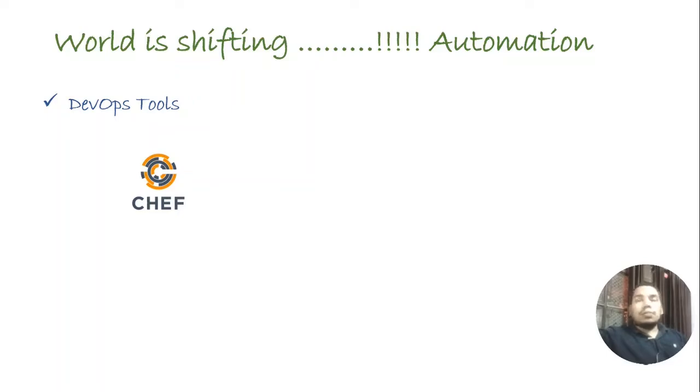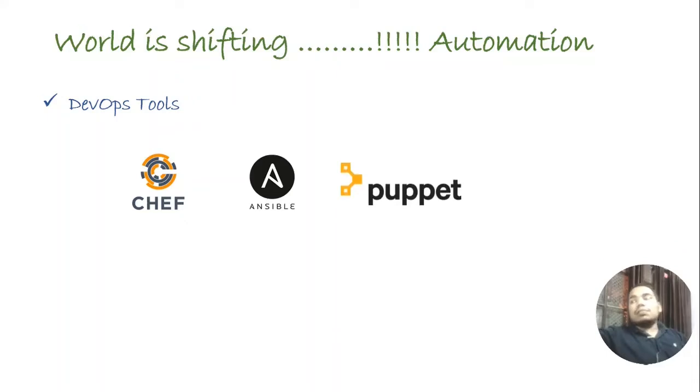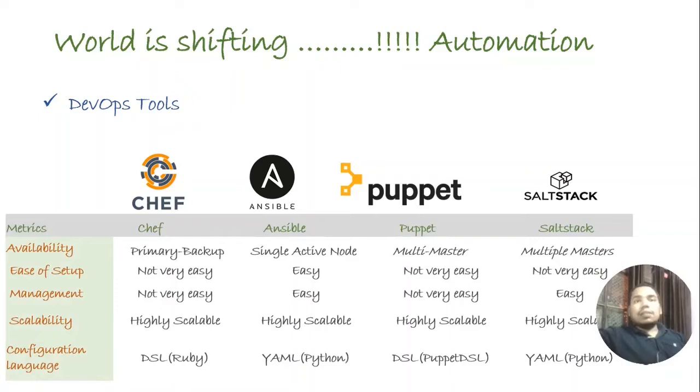First, we're going to talk about Chef, Ansible, Puppet, and SaltStack. So here is a comparison which I am going to discuss in brief. We compare them on a scale of the following metrics: availability, ease of setup, management, scalability, and configuration languages. First, let's talk about the availability metric.